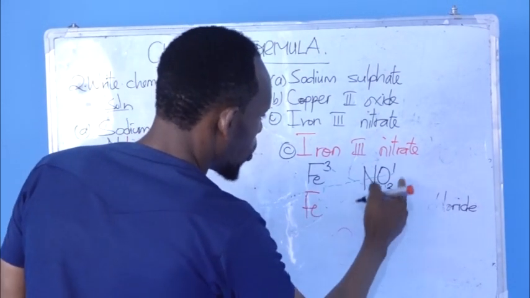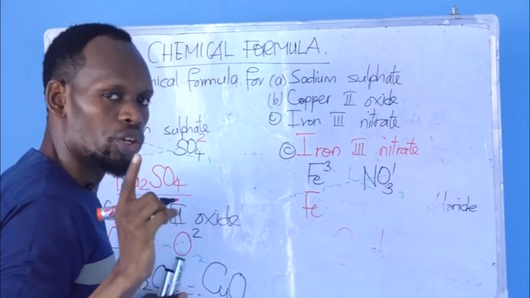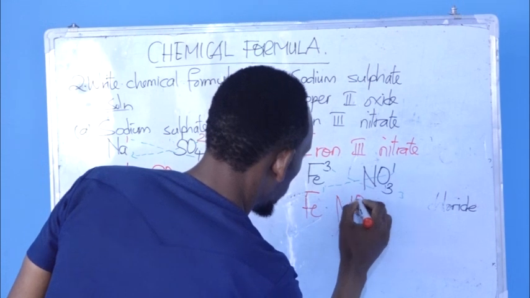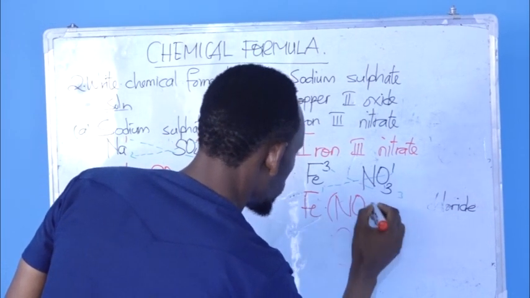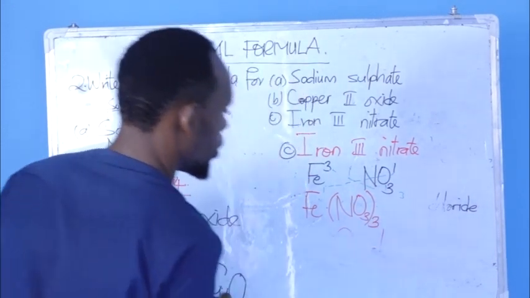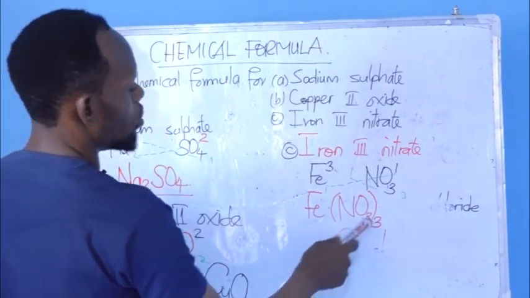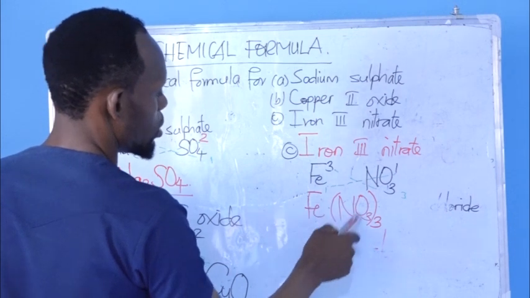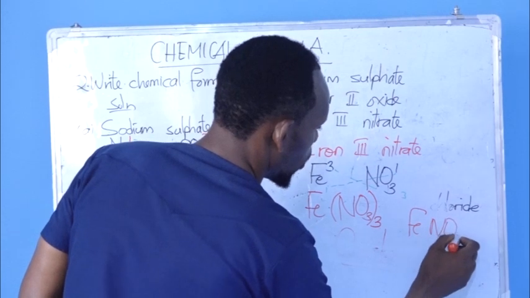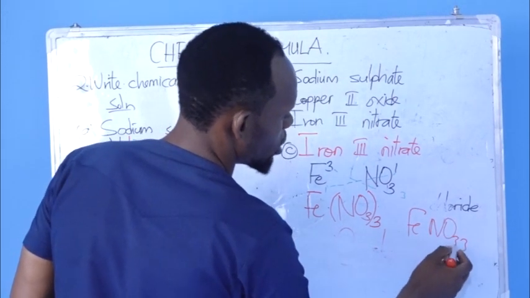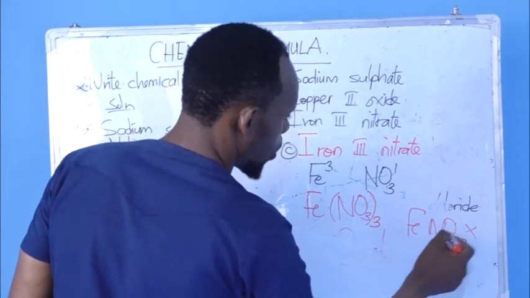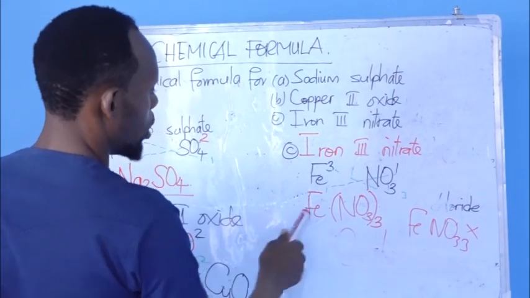Then 3. Because this is the radical, you should treat it as a single unit. So this will be NO3, then you enclose it in brackets so that the 3 goes outside. If you forget to enclose it in a bracket, it will be like Fe NO3 then 3 again, so this will be 33, and the 3 will be only for oxygen. So this will be wrong. It should be Fe(NO3)3.